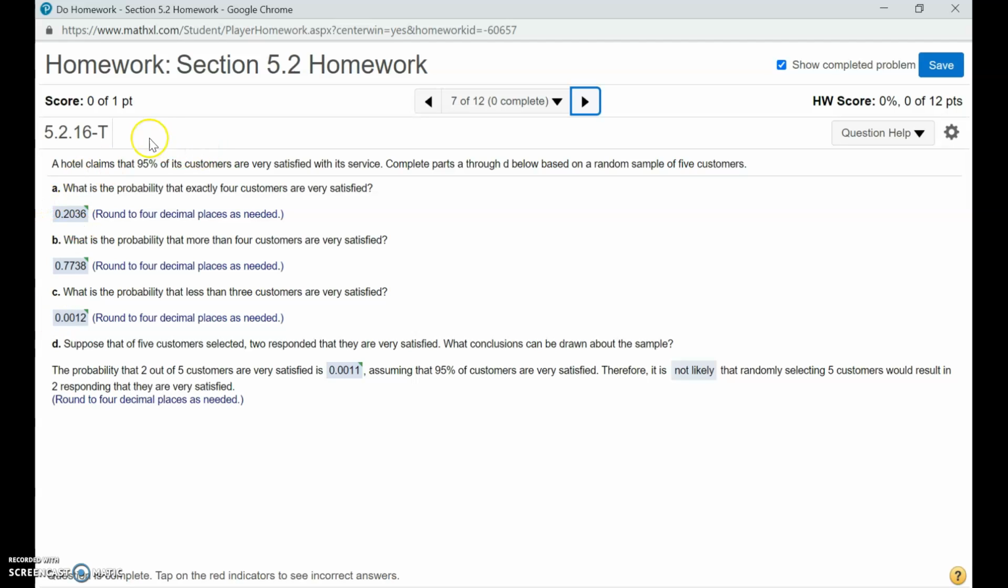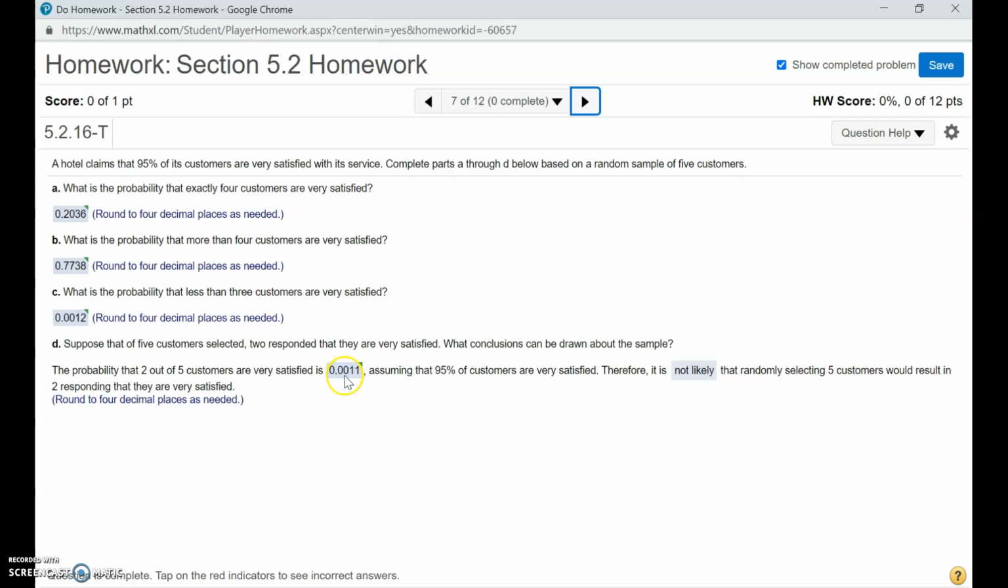Okay, so in this problem, you're still going to use Excel. I just wanted to talk about part D. Suppose 5 customers selected, two that responded were very satisfied. So 2 out of 5. It says at the top that 95% are very satisfied. So 2 out of 5 is only 40%. So you would do the probability of 2 in Excel, and this is the number that was calculated.